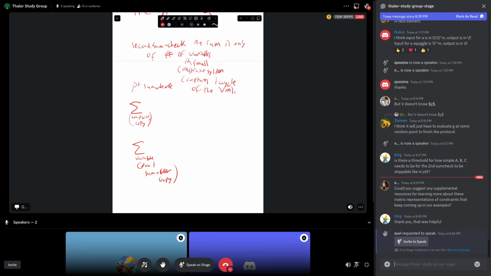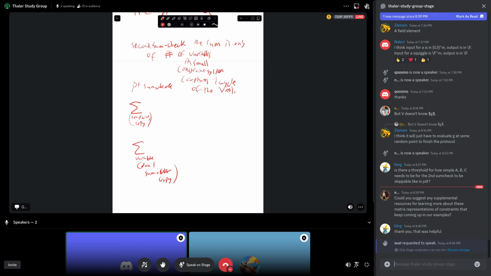Other questions? There's a question about, do you know any supplemental resources for learning about these matrix representations of constraints that keep coming up in the examples? Not so much.